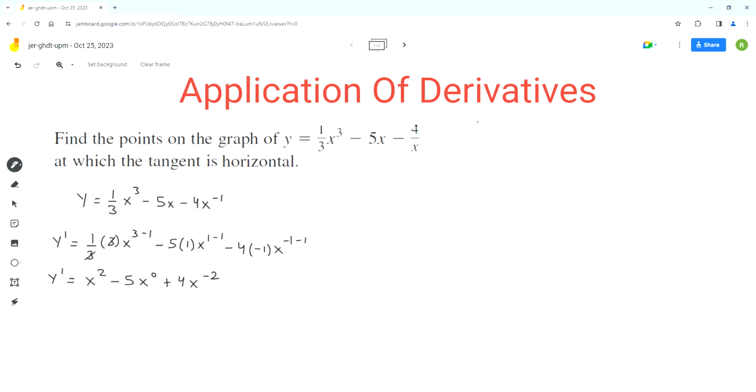So that means we have to sub in y prime as equal to 0, because y prime represents the slope of the tangent. So we sub in the left side equal to 0, and then the right side can be simplified too. So x to the power 0 is 1, so it's just minus 5, and then we can move the x term to the denominator to make the exponent positive. So the third term becomes 4 over x squared. So this is the equation we have to solve to find the x values at which the tangent is horizontal.